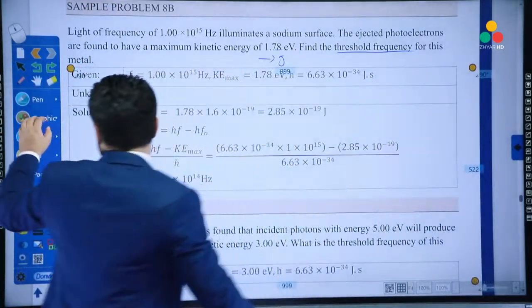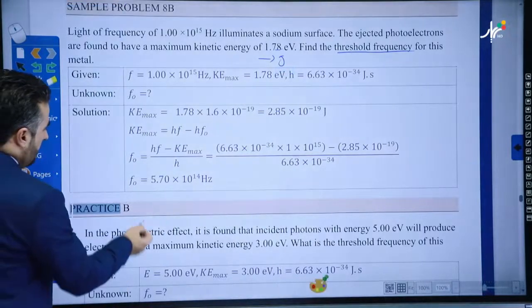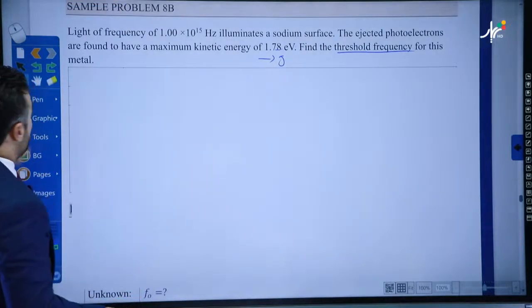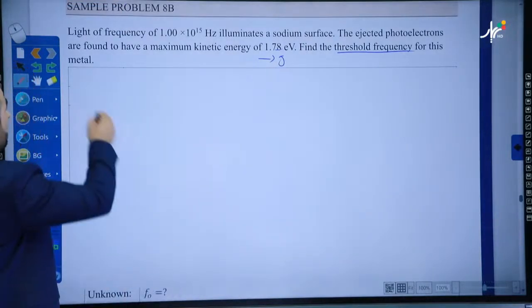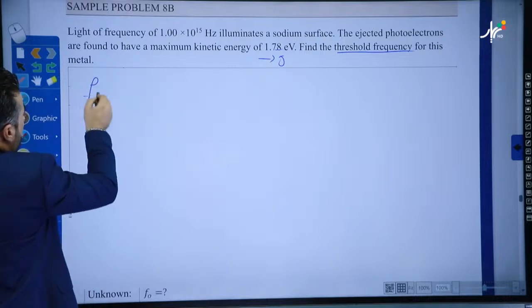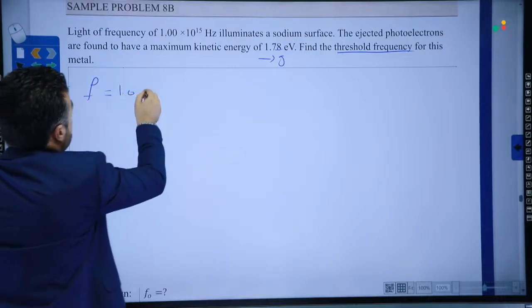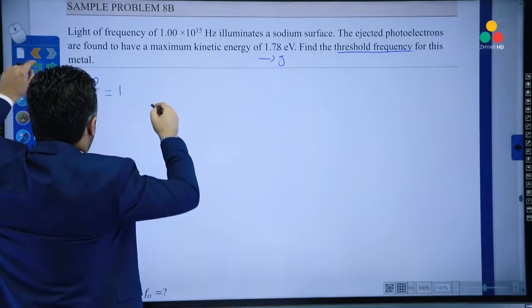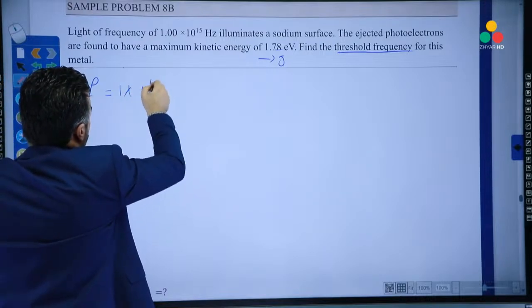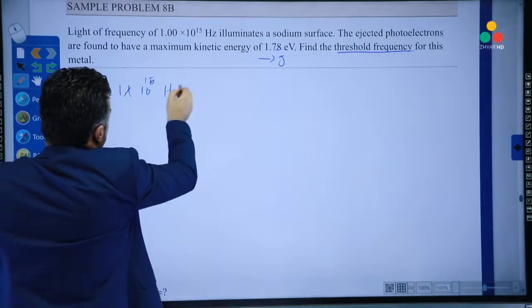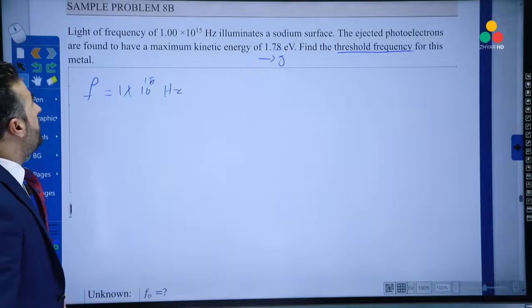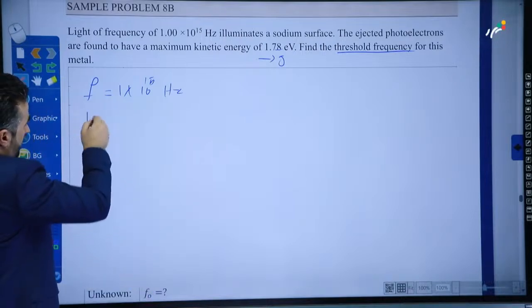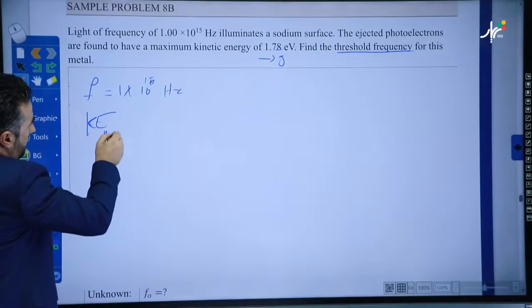All right, the first thing is we have to convert these electron volts into joules. So what is the information here? Remember, we have the frequency of the light, F, which is 1.00, or let's just call it 1 for now, times 10 to the power 15 hertz. That is in hertz. And then we have the maximum kinetic energy.